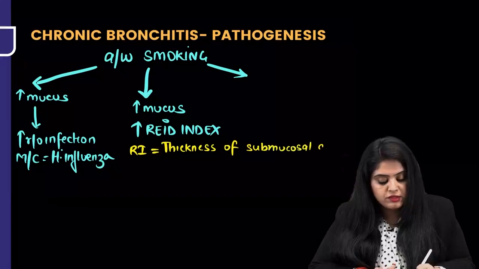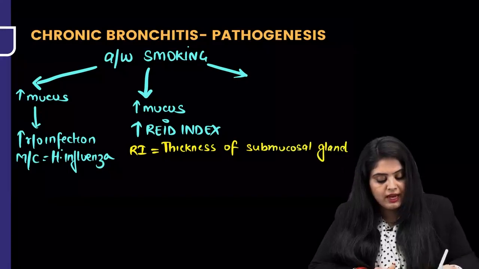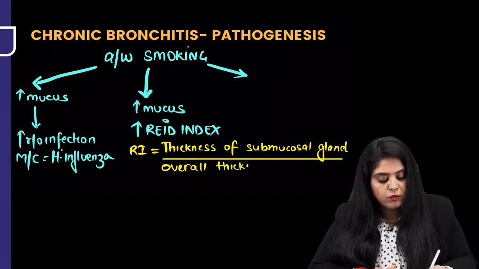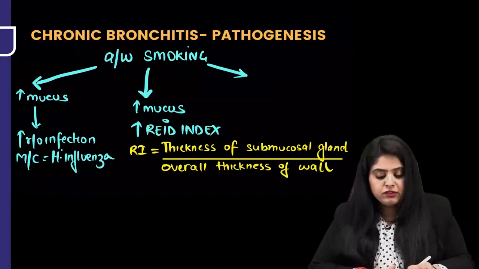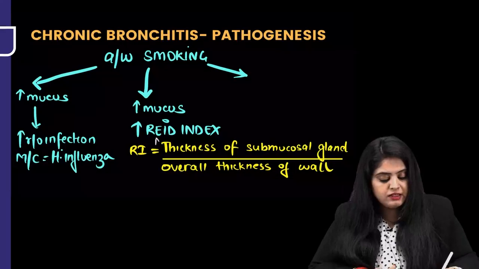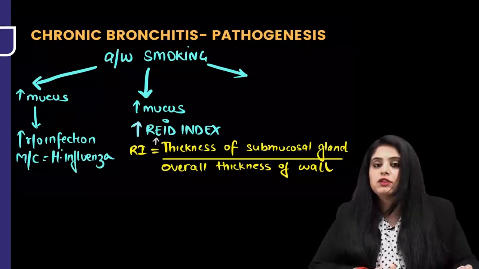So if I ask you, what is the ratio of the submucosal glands divided by the overall thickness of the wall? What do you think? Is the numerator going to increase over here? Of course, there is going to be an increase in the glands. Why? Because so much mucus has to be produced. So when the numerator increases, automatically the index will also increase.